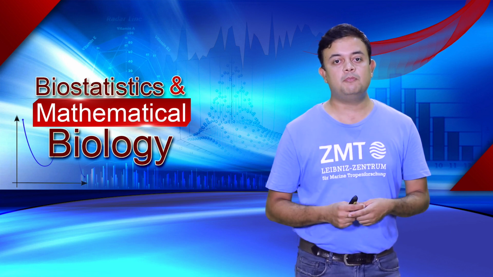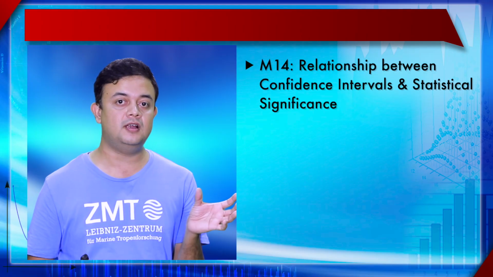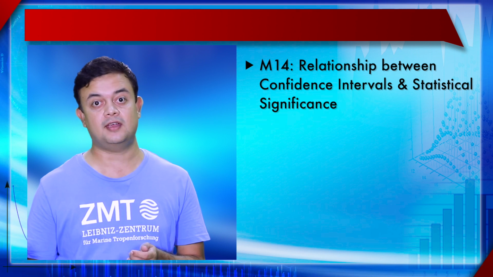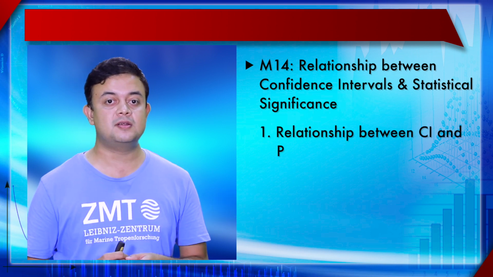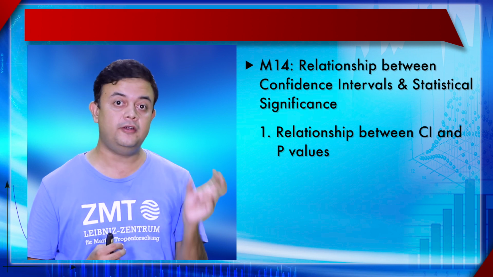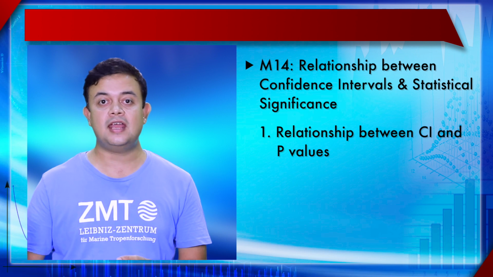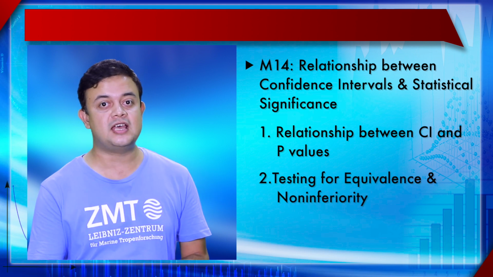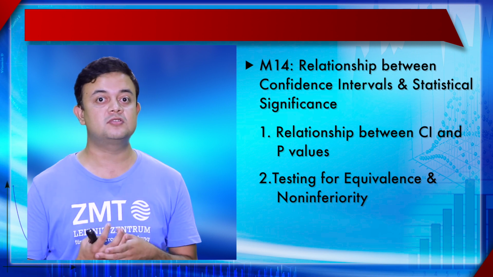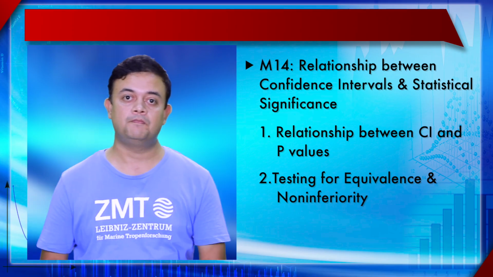Then finally, we went to module number 14. We discussed the relationship between confidence intervals and statistical significance, so how these two terms are related. In the first section, we discussed the relationship between the confidence interval and the p-values. In the next section, we learned about testing for equivalence and non-inferiority. These terms are very important in generic drug testing, which I already told you about.